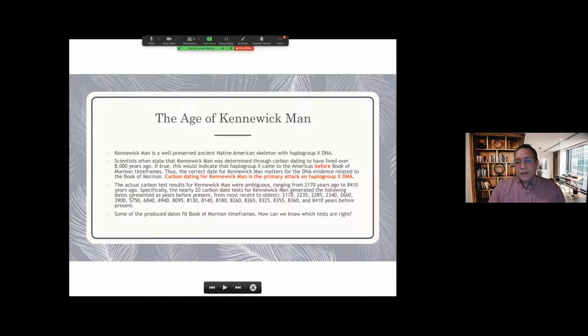These are written in years before present, unadjusted ages, so it's simplified. But as you'll see there, 5 of the 20 dates actually generated carbon dates that were reasonably within Book of Mormon timeframes. And so the question is, well, wait a second, some of these actually produce timeframes that are consistent with the Book of Mormon, and how do we know which of the carbon date tests are correct? So let's talk just about that briefly.